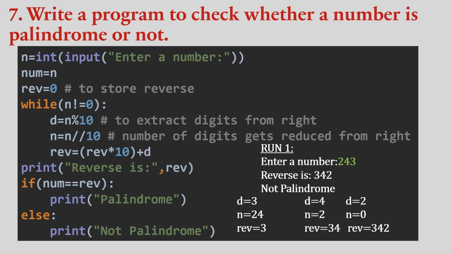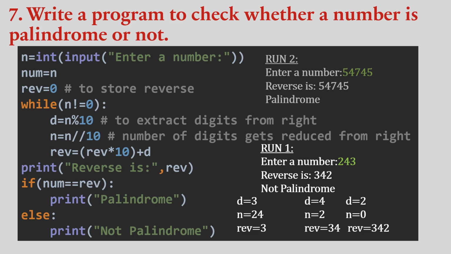So it will check it with the number. We have already stored n in a variable called num. Now your num is having value 243 and rev is having value 342. Now it will check whether these two numbers are same or not. If they are same, then it will print palindrome, otherwise it will print not palindrome. Since they are not same, it will print not palindrome.